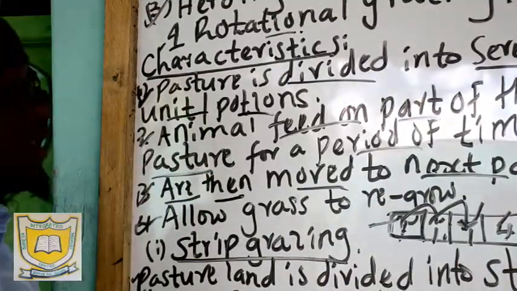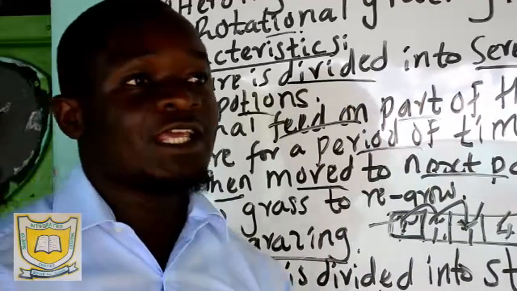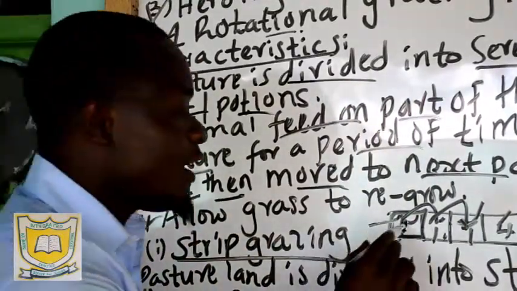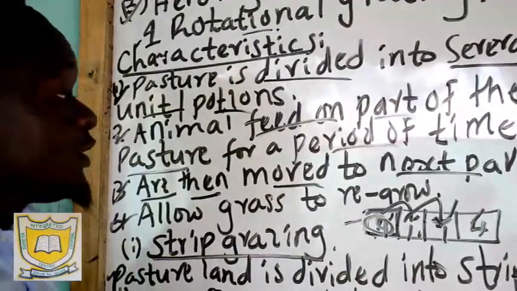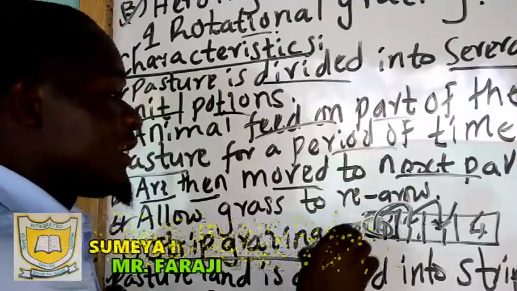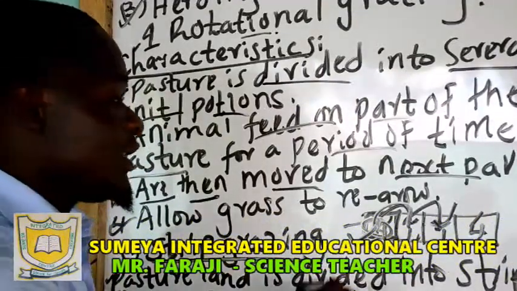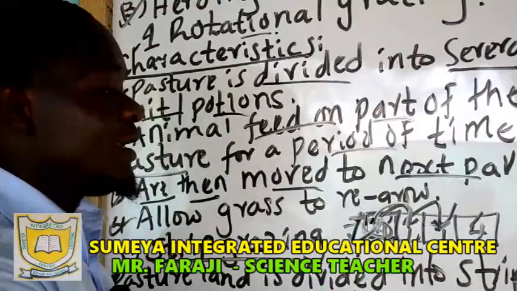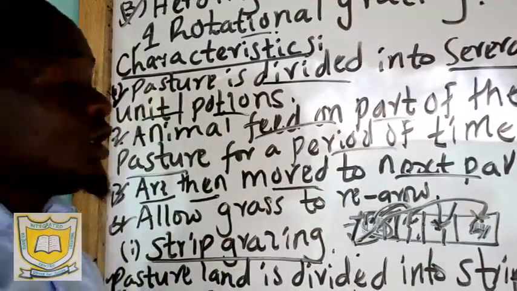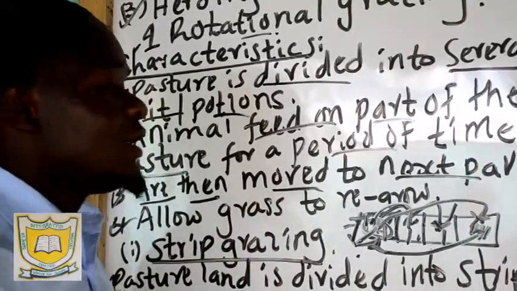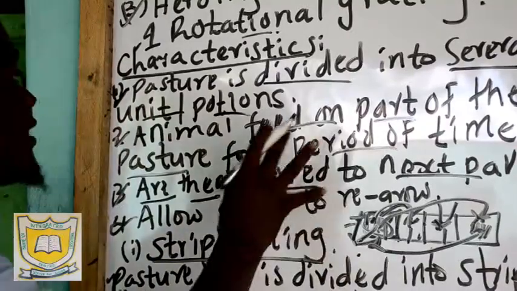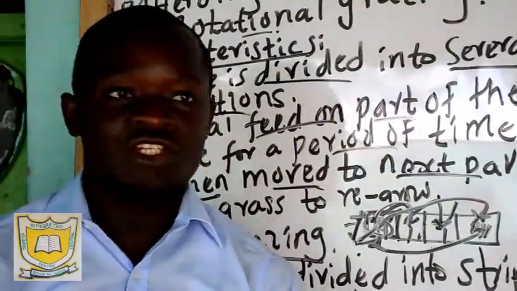Lastly, rotational grazing allows the regrowth of pastures. If the animal has grazed in the first portion, then we move it to the second portion. The grass that has already been grazed in the first portion will start regrowing. By the time the animal reaches the last portion, the fourth portion, the pasture at the first portion is already ready to be fed to those animals. These are the general characteristics of rotational grazing.